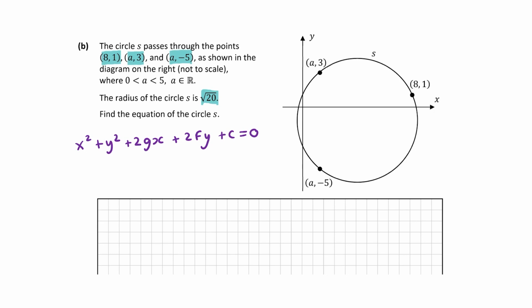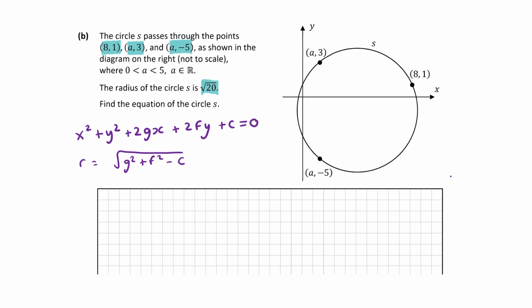We're also given that the radius of the circle is root 20. Another fact in the log tables, based on this equation, is that the radius is root g squared plus f squared minus c. So we're going to end up with a 3-term simultaneous equation with g, f, and c. And once we find out what g, f, and c are for this particular circle, then we'll have the equation. So the first thing I'm going to do is fill in my points (a, 3) and (a, -5), because they both have a in them. So I'm thinking that they should cancel quite easily.